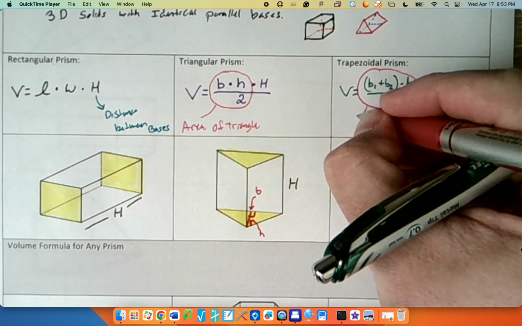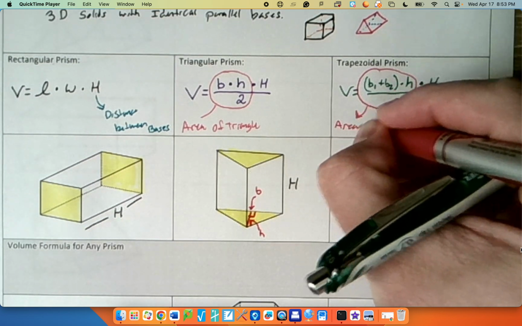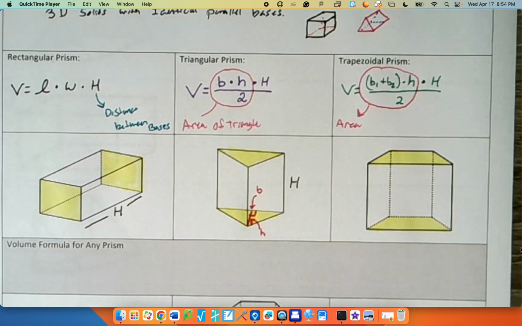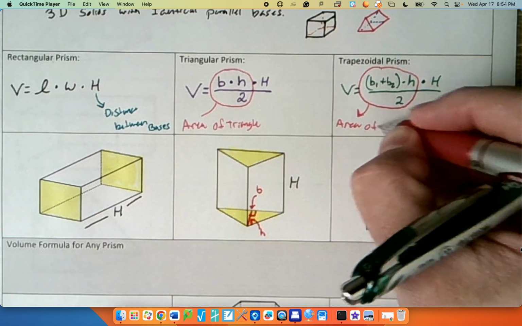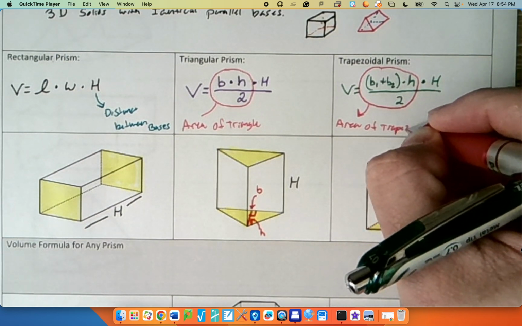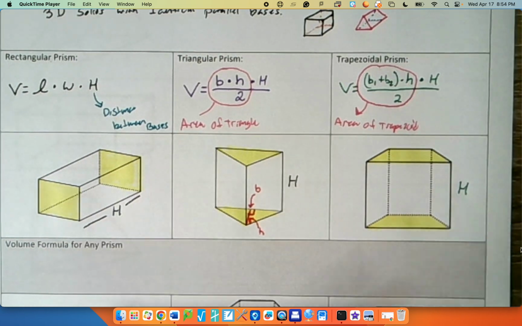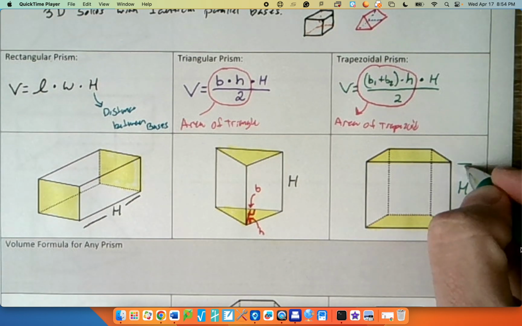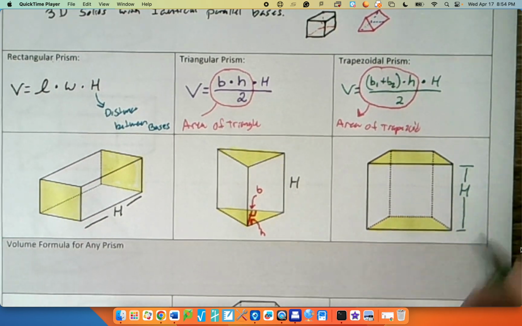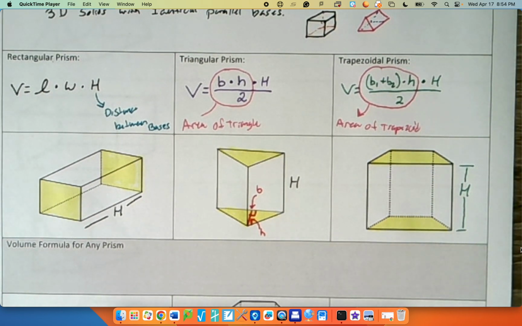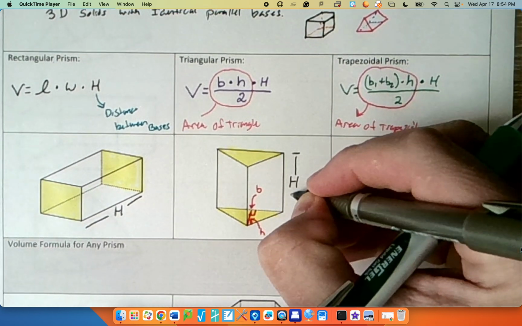And again, I hope the first thing that you notice is that the first part of this formula is just the area that we did the other week. Not just any area, the area of a trapezoid. So where does that big H fit in? It's the distance between your trapezoids. So in this case, from the bottom to the top. This height, bottom to the top.